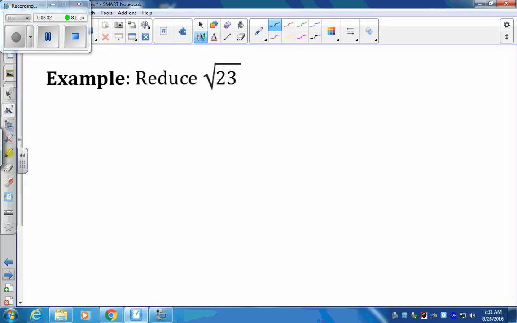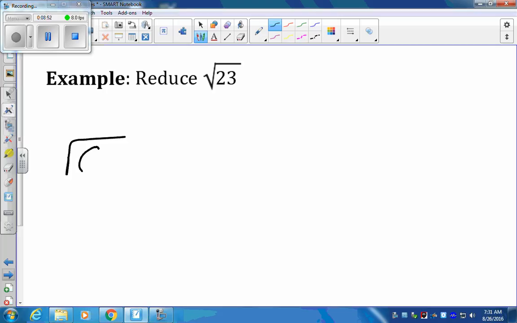All right, let's take a look at this one together. 23. 2 does not go in. 3 does not go in. 5, 7, 11, 13, etc. 23 itself is a prime number. So if I'm asked to reduce a square root that either has a prime number in it already or a number that won't give me any pairs.